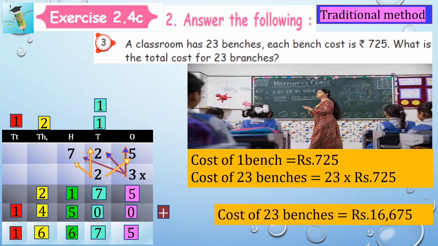So what will be the answer? Cost of 23 benches equal to rupees 16,675.